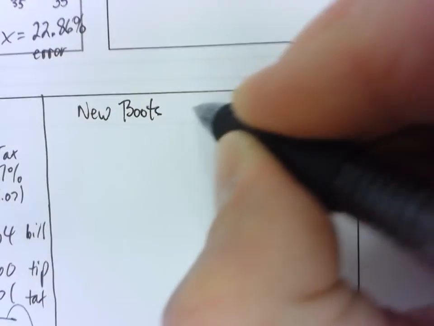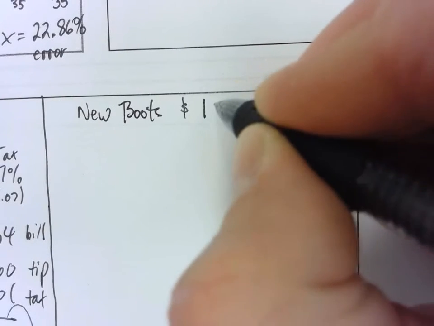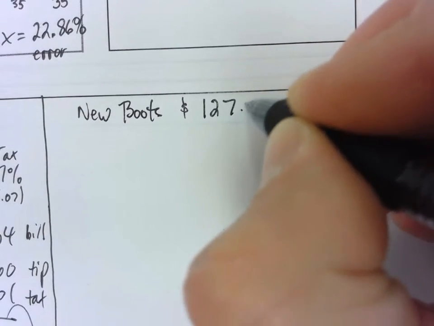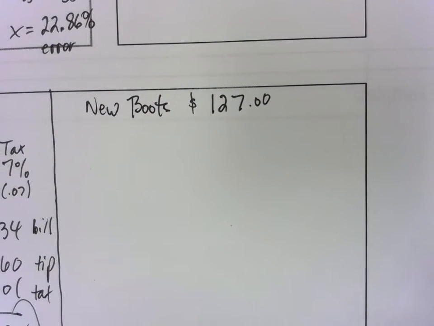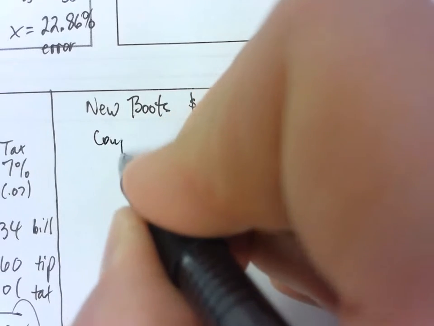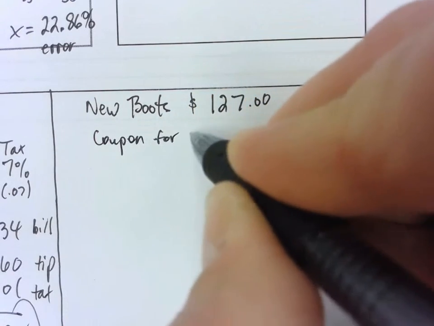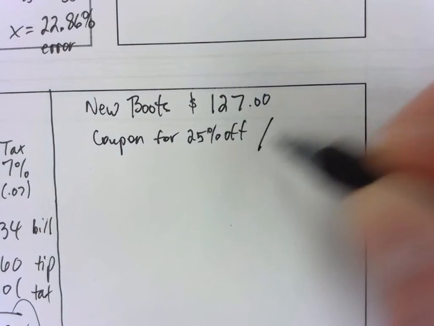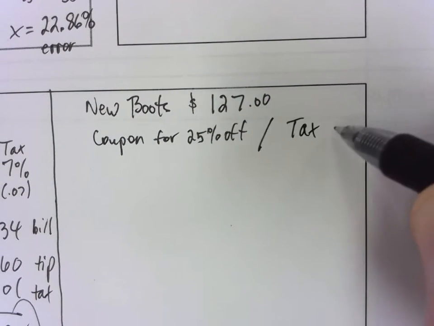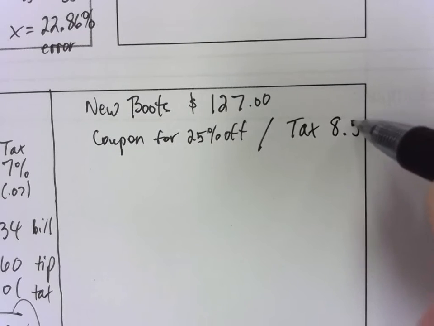So after we get done with Olive Garden, let's say we need to go buy some new boots. All right, so my boots are worn out. I've got to go to the PX and get me some new boots. And let's say my boots cost $127. Okay. Now let's say in the process of me doing that, I have a coupon for 25% off, and I have to pay a tax of 8.5%.